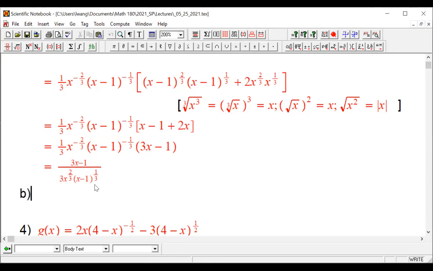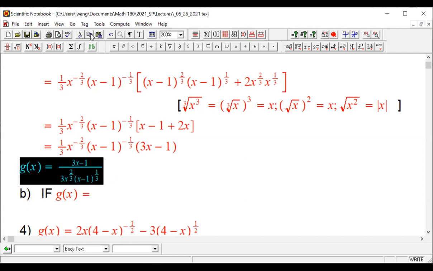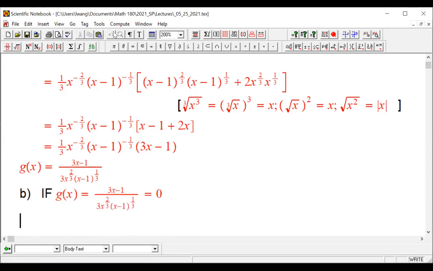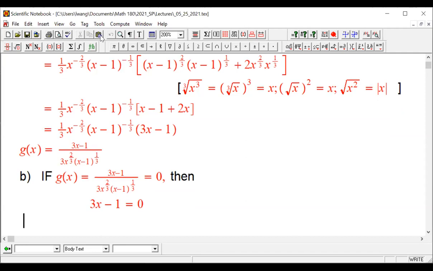So on part B, you're going to create that if statement. If G of x equals 0, so that's G of x, this is our G now. If this guy is equal to 0, the denominator cannot be 0 for sure, then the numerator must be 0. So 3x minus 1 must be 0. Then x equals 1/3.